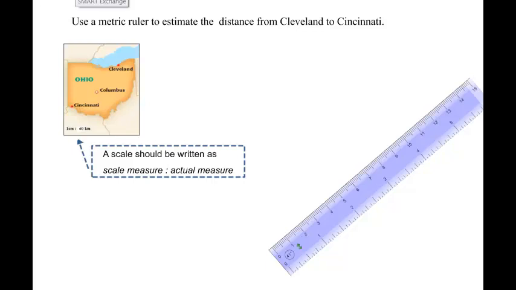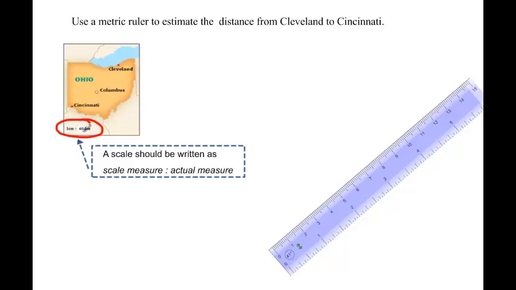All right, this last example, we're going to do a real life deal with how proportions work when reading a map. We want to use the ruler here to estimate the distance from Cleveland to Cincinnati. So as I look at this, I need to notice down here is a scale, which is going to help me with my proportion. Now, the scale is usually written, and this is a general rule, you put your scale measure compared to the actual measure.